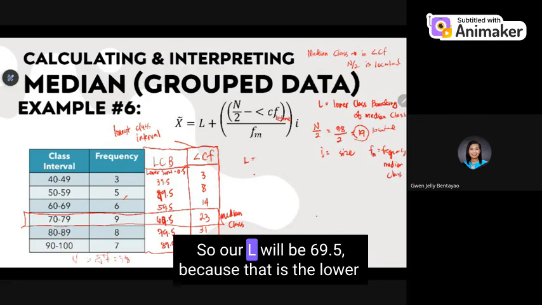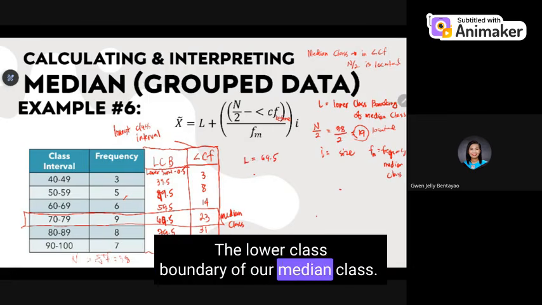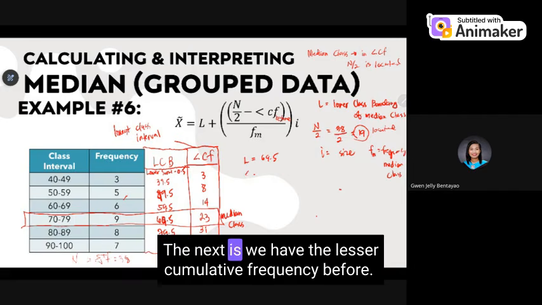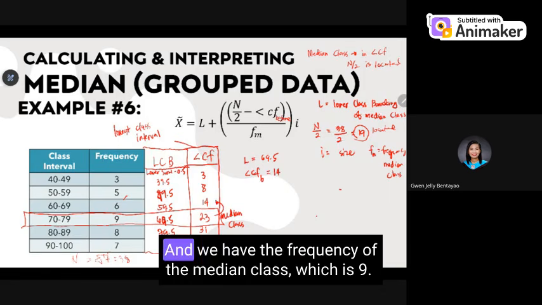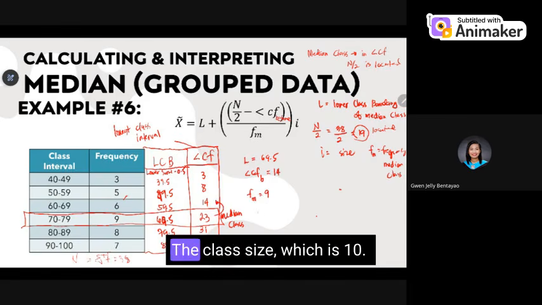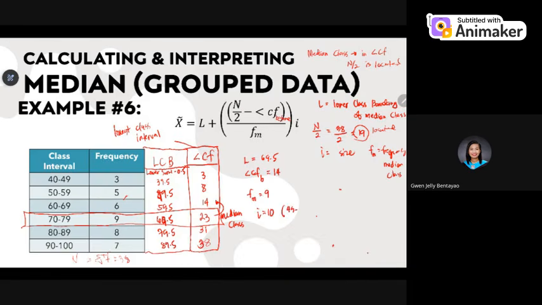So with this, what we're going to do is to identify now. Our L will be 69.5 because that is the lower class boundary of our median class. The next is the lesser cumulative frequency before, so that would be 14 because that's before. And we have the frequency of the median class, which is 9. The class size is 10. Why so? Because that is 49 minus 40 and then plus 1.